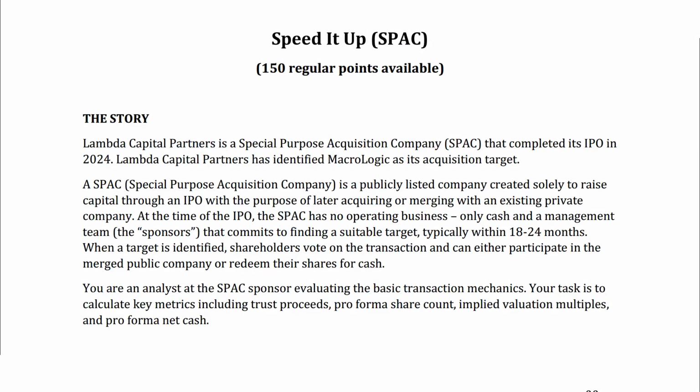Lambda Capital Partners is a special purpose acquisition company that completed its IPO in 2024. Lambda Capital Partners has identified MacroLogic as its acquisition target. Now let me read down to this bottom paragraph. You are an analyst at the SPAC sponsor evaluating the basic transaction mechanics. Your task is to calculate key metrics including trust proceeds, pro-forma share count, implied valuation multiples, and pro-forma net cash.